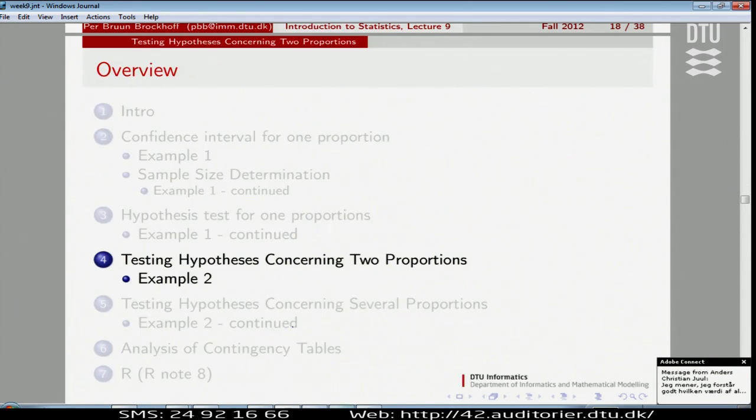Next topic is to be able not to look only at one proportion, but to look at two proportions and compare them with each other. Are there any difference, say, in genders? Do females more often prefer Obama than males, for instance? Just to take one set of two proportions you would want to look at.